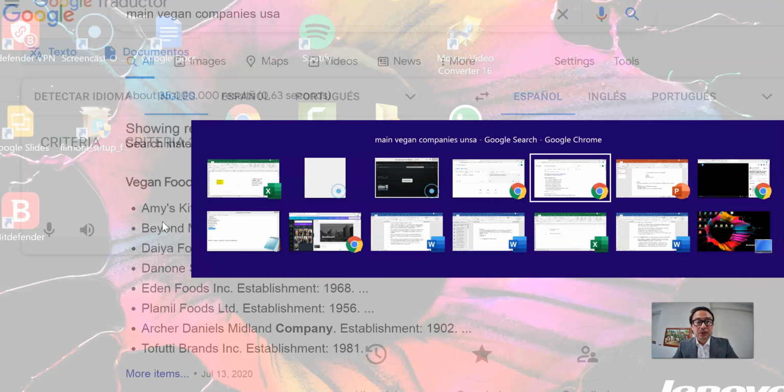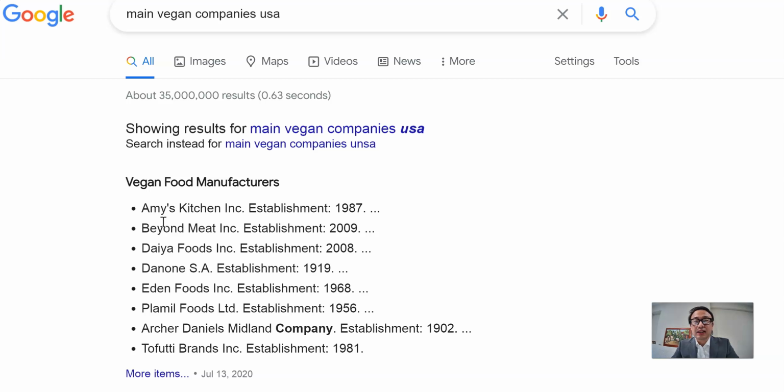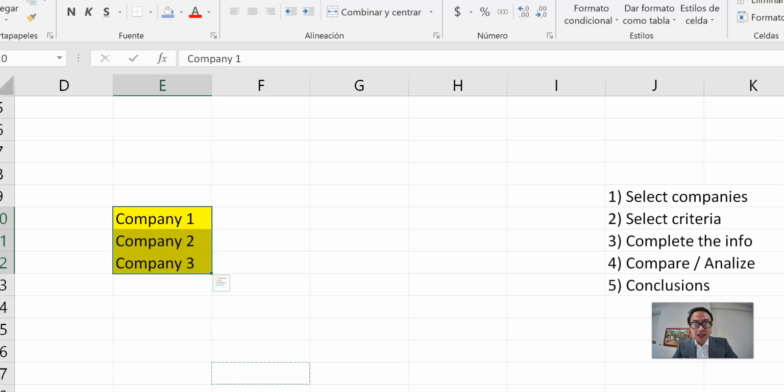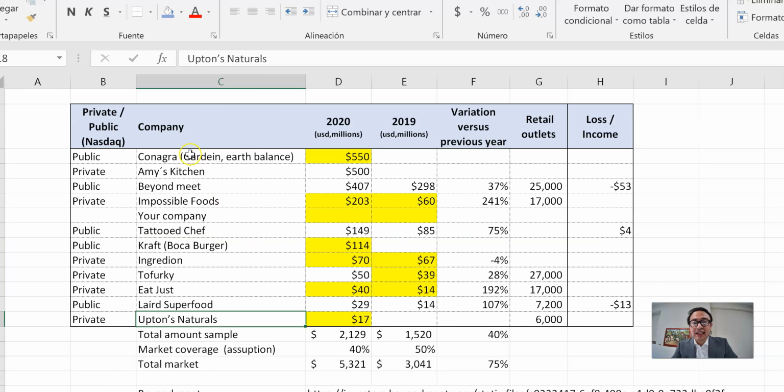Just go to Google and write main companies in a specific market, in USA for example. You will find a lot of rankings, and your job is to select the companies that you are interested to compare. In this example, after reviewing many rankings, I selected these companies, which are a mix between public and private companies. Later we will see why this is a very important point.